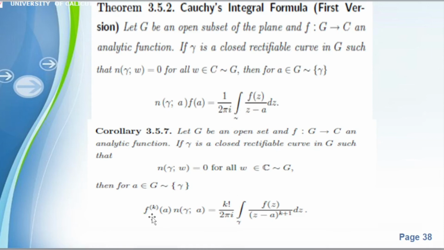If f^(k)(a) · n(γ, a) is equal to k!/(2πi) times the integral over γ of f(z)/(z − a)^(k+1) dz, then we have 1/(z − a)^(k+1) dz.